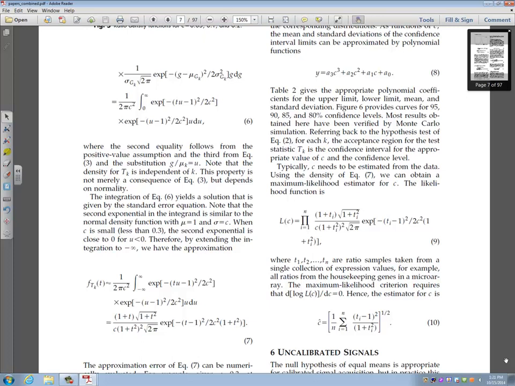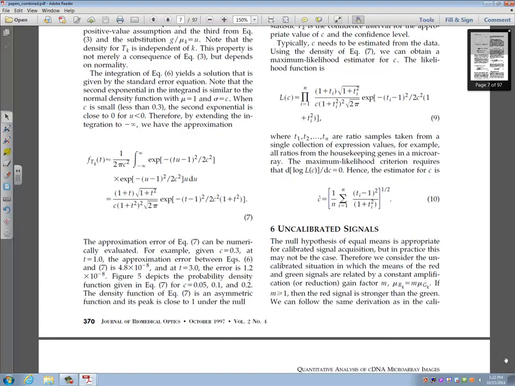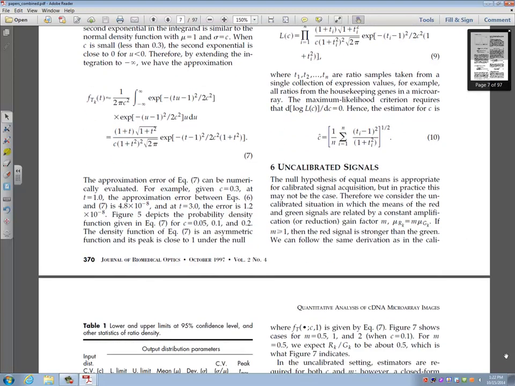So he's talking about uncalibrated signals. And there he'll just use the fact of how the density function scales when you multiply a random variable by a number. The null hypothesis of equal means is appropriate for calibrated signal acquisition. But in practice, this may not be the case. So we consider the uncalibrated situation in which the means of the red and green signals are related by a constant amplification factor, M, let's say. So the mean of the red signal is M times the mean of the green signal. If M is greater than or equal to 1, then the red signal is stronger than the green.